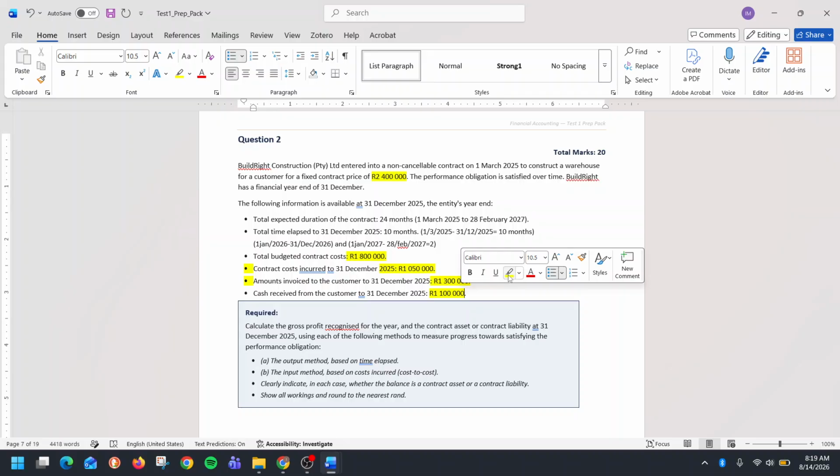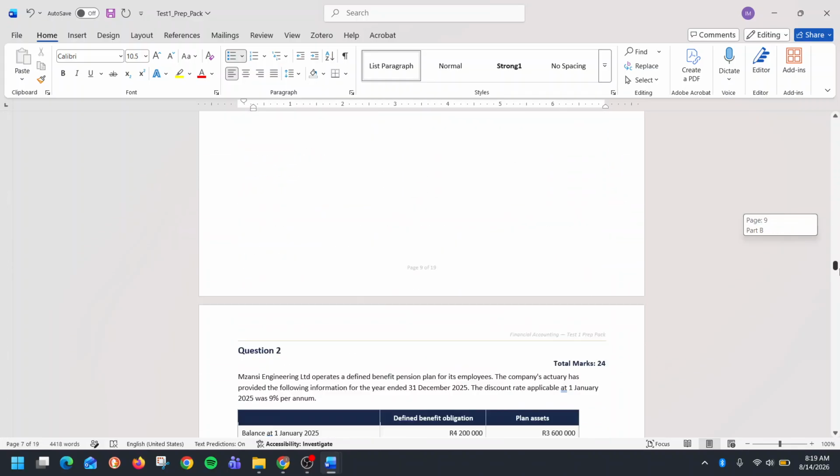So the question that we need to look at here is, how much work did we actually put in? Hence the question. And then the next one that we are going to look at is the input method. So we are doing the output method based on the time that has elapsed, and the input method based on the cost incurred. So your cost to cost that you have actually incurred.